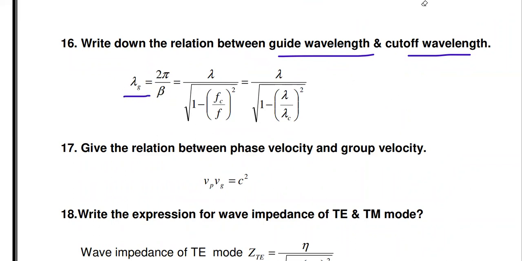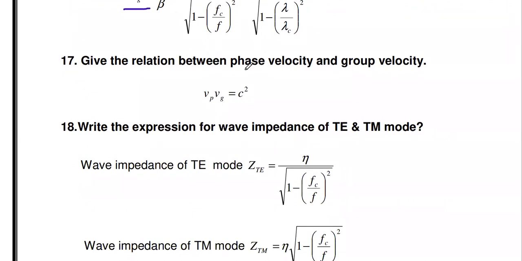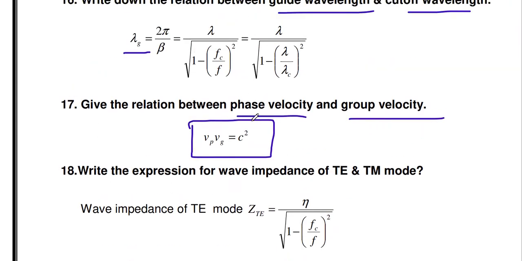Then the next question: give the relation between phase velocity and group velocity. Phase velocity is Vp, group velocity is Vg. The product of phase velocity and group velocity is equal to the square of the free space velocity c. So Vp Vg equals c squared. All these relations are given in a separate table. In that particular video, I explained the important formulas: the cutoff frequency formula, the cutoff wavelength, propagation constant, phase velocity, group velocity, guide wavelength, and the impedance.